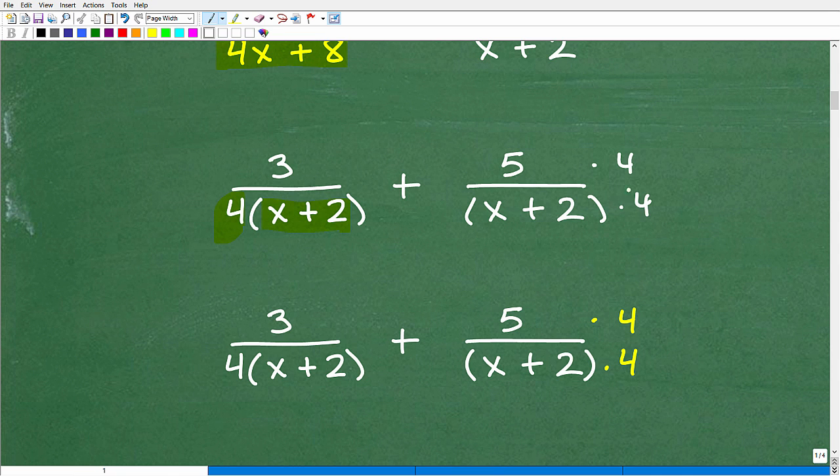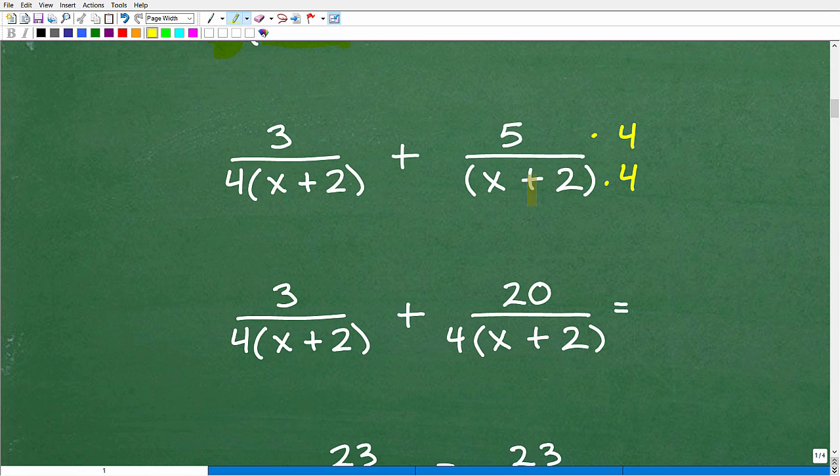Remember, whatever we do to the denominator, we must do to the numerator, if we want to rewrite this fraction. So we're going to multiply both the denominator and numerator by 4, and then we'll have these guys looking exactly the same. All right, so let's do that. 4 times this, 4 times that. That gets us, here is our original first fraction, 3 over 4 times x plus 2, plus, now 5 times 4 is 20. And then I got 4 times x plus 2. Now I'm not multiplying it, I'm just leaving it in factored form.